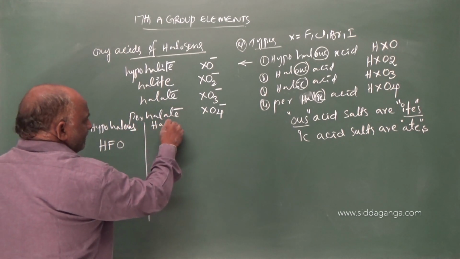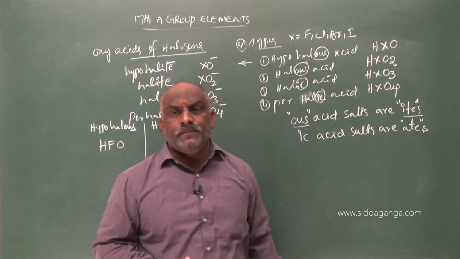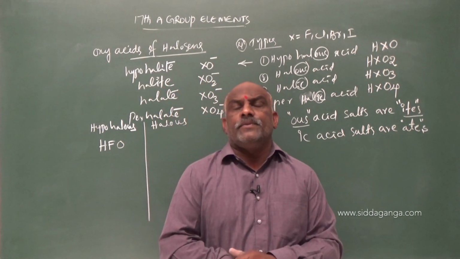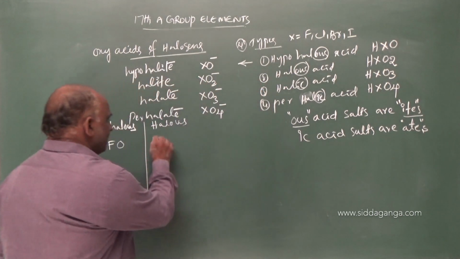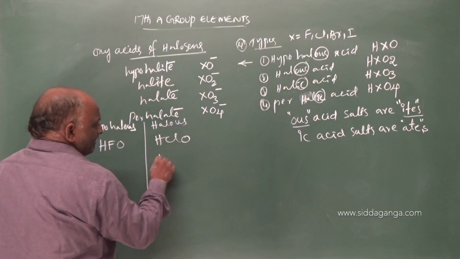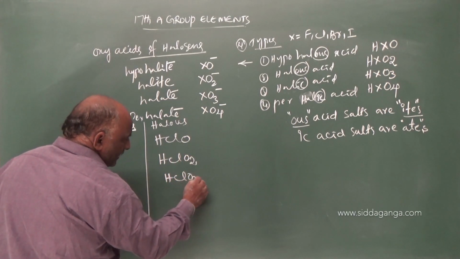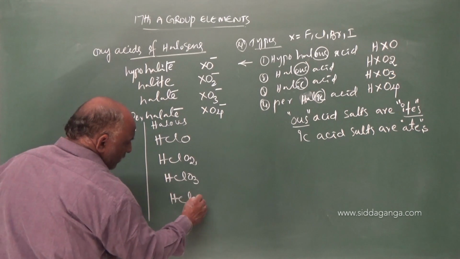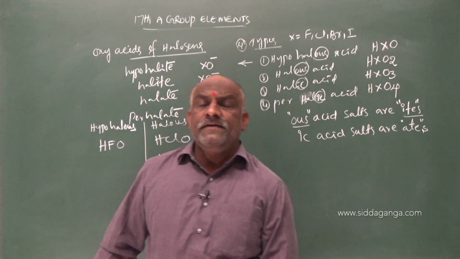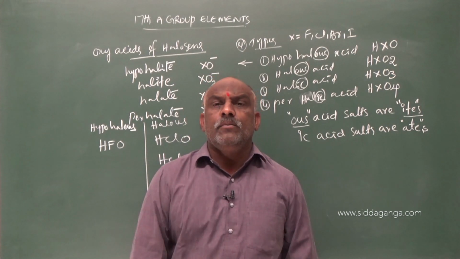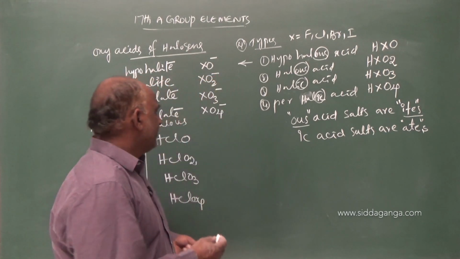The next category is halous. Next, going to chlorine: chlorine forms 4 types of oxyacids, that is HClO, HClO2, HClO3 and HClO4. While going to bromine, it also forms 3 types of oxyacids.